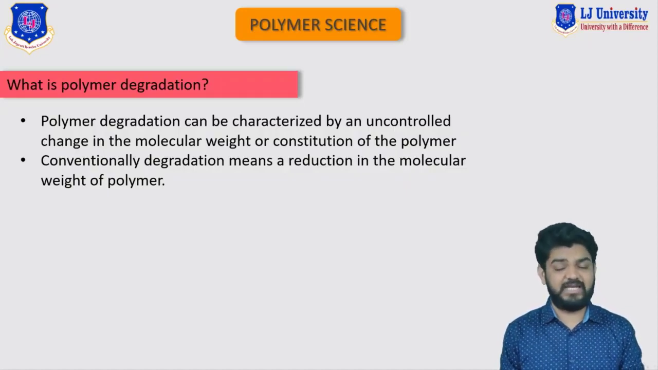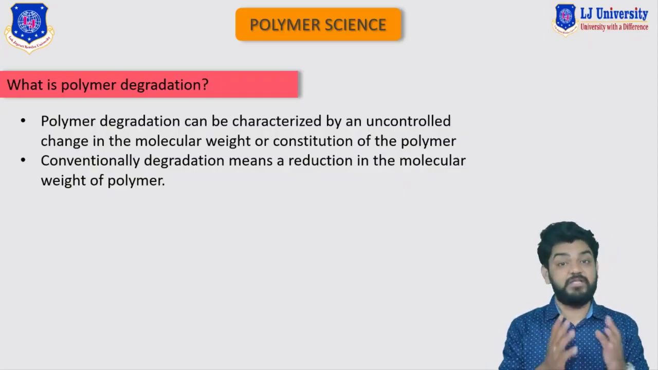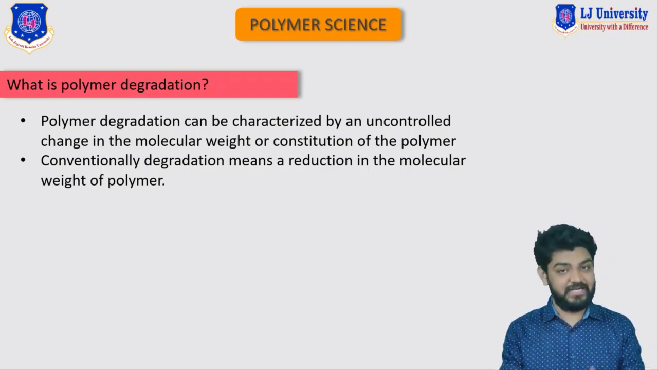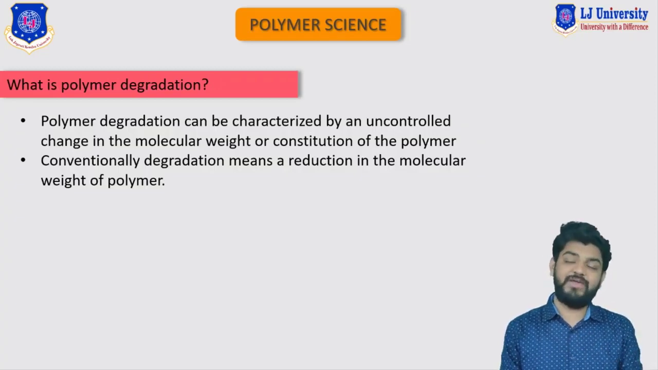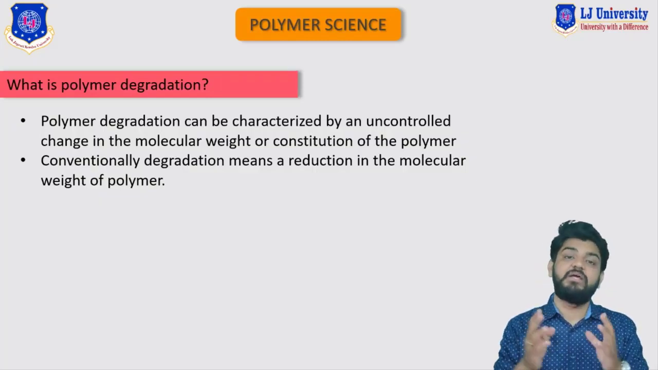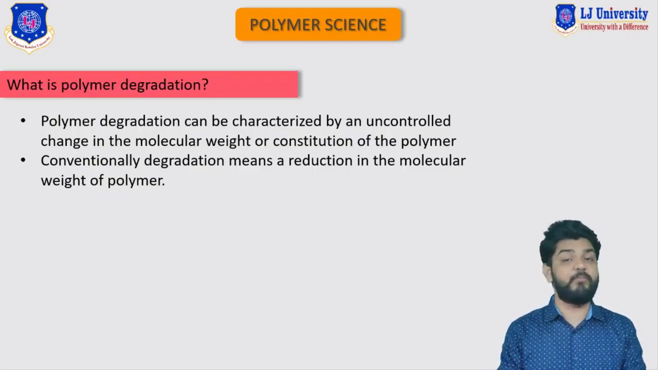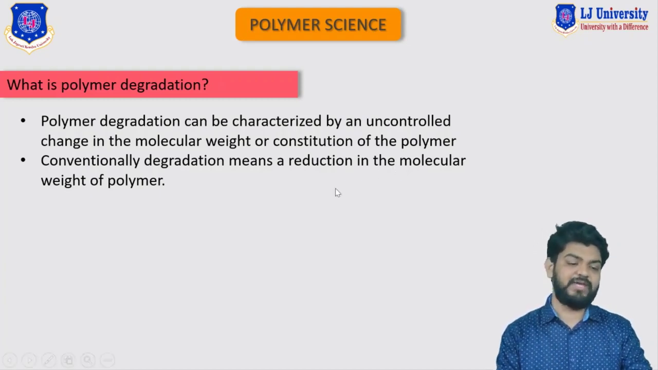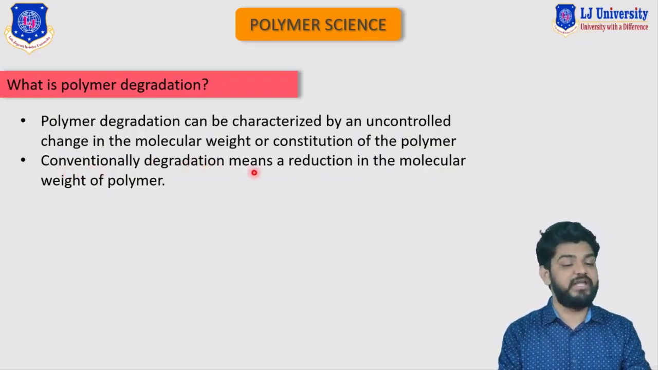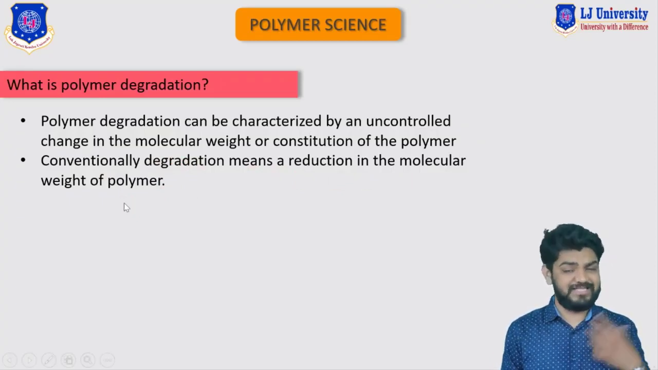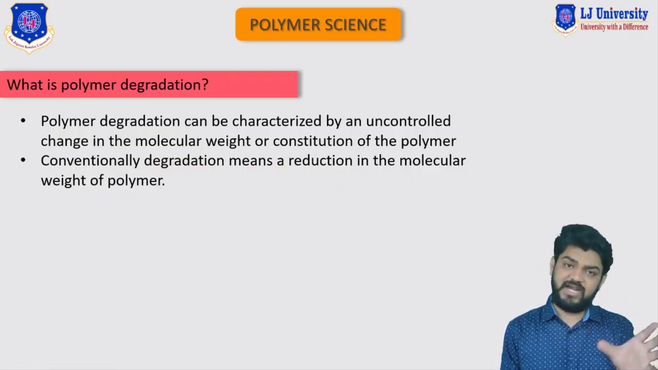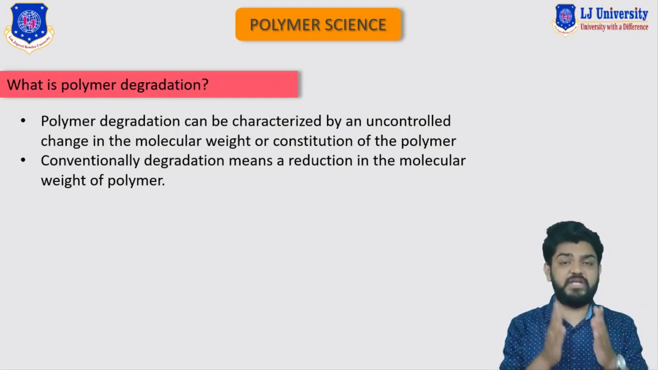This degradation again can be of many types. It can be thermal degradation or mechanical degradation. There is also chemical degradation. So all in all, we can say that it affects the structure of the polymer, decreases its strength, and reduces the molecular weight of the particular polymer after degradation. So conventionally, degradation means reduction in the molecular weight of the polymer. In general terms, degradation can be considered as the reduction in the molecular weight of any polymer.